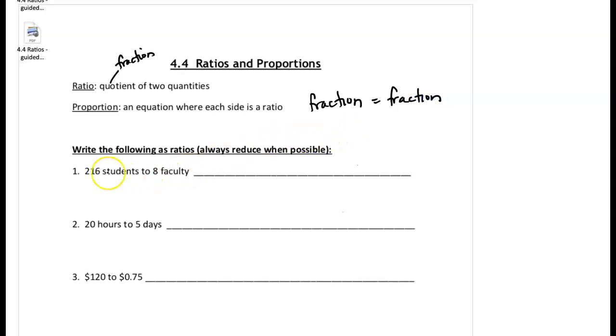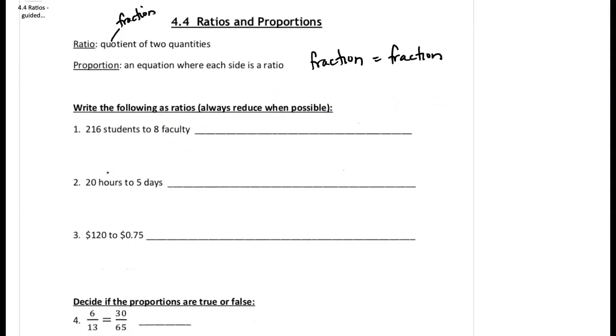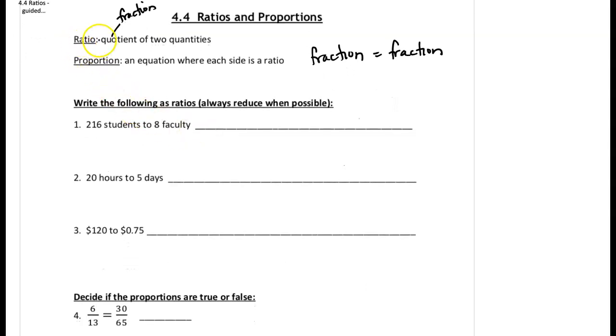Okay. Write the following as ratios. So remember, a ratio is just a fraction where you're comparing two quantities. Okay. Always reduce when possible. 216 students to 8 faculty. So I'm going to write that as a fraction. 216 over 8. Okay. Then reduce.